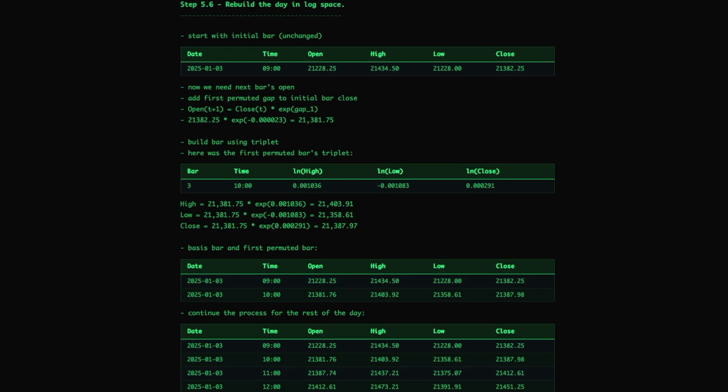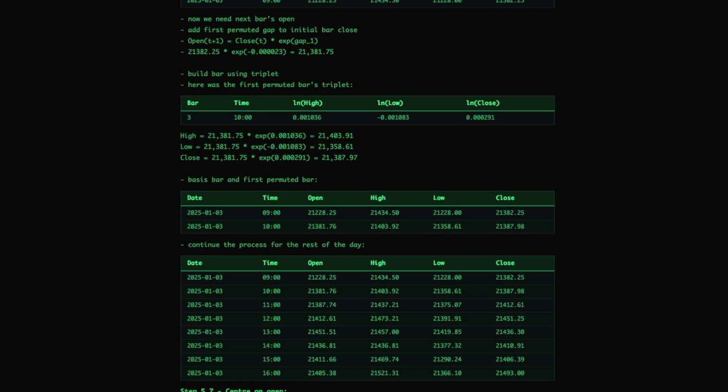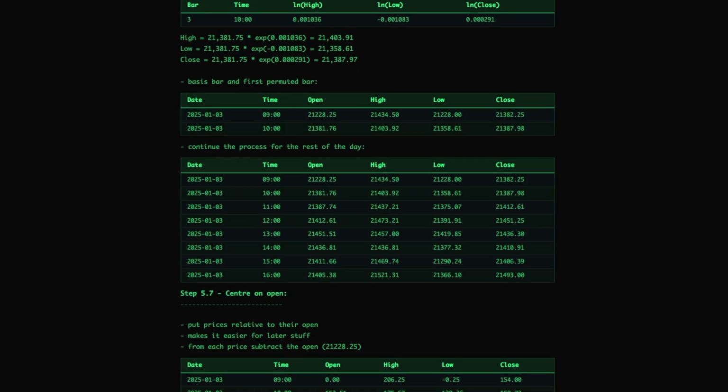From here, we can build the bar using the triplet that's relative to the open. Here was the first permuted bar's triplet. By adding the open to each price, we get the triplet's raw form. Again, you can just multiply by the exponential. So the basis bar and the first permuted bar look like this. Now we continue the process for the remaining bars in the day. And the full permuted day looks like this.